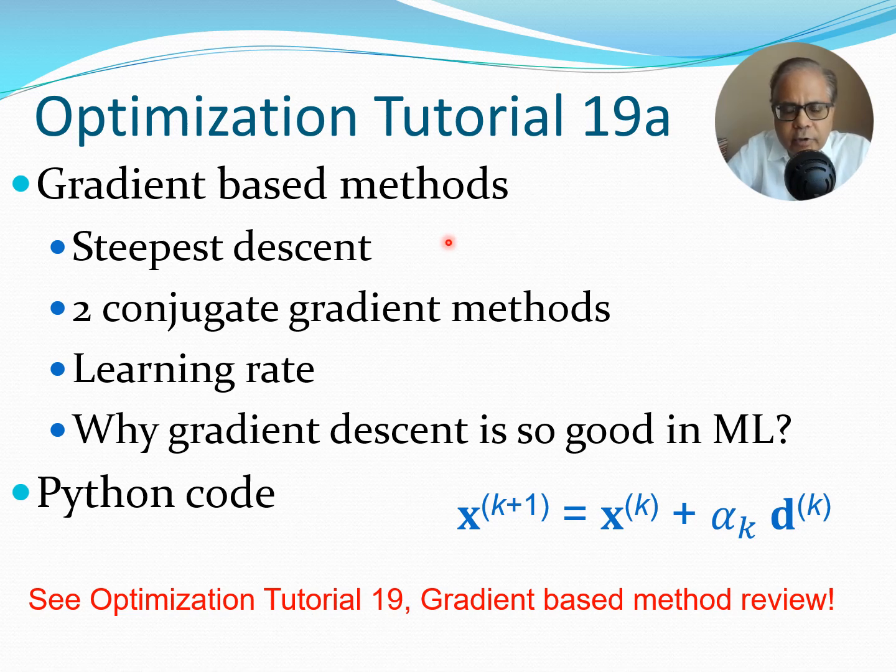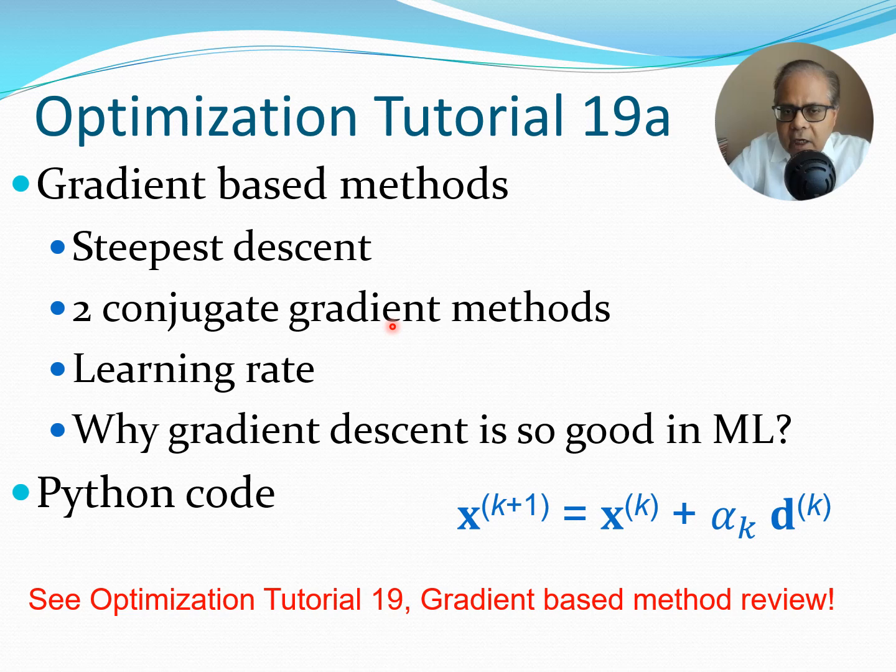So in today's tutorial, we are going to look at the gradient methods, for example, steepest descent. This is of course the classical method which is used in machine learning. And we are also going to look at two conjugate gradient methods, one new and one relatively classical. And then we are going to compare all these methods in terms of performance in the way machine learning uses these methods.